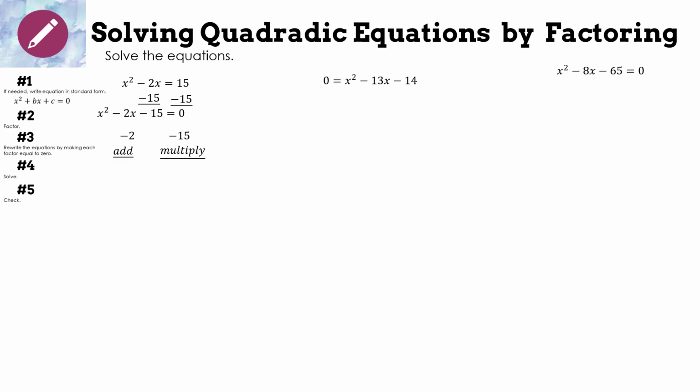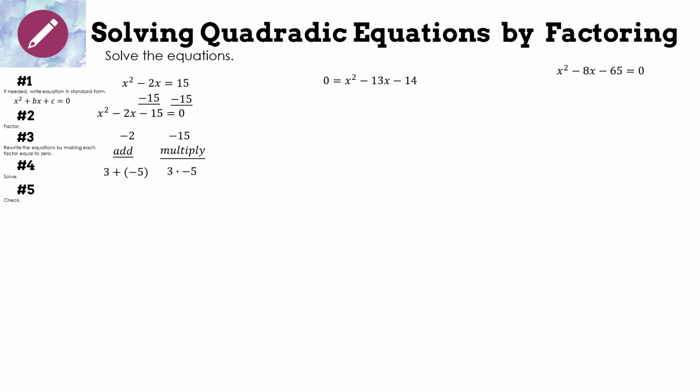Well, for this one, I know I have to find two numbers that multiply to negative 15 that also add to negative 2. For this one, I happen to know that 3 times negative 5 is negative 15. And 3 plus negative 5 is negative 2.